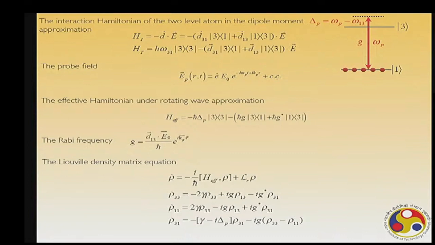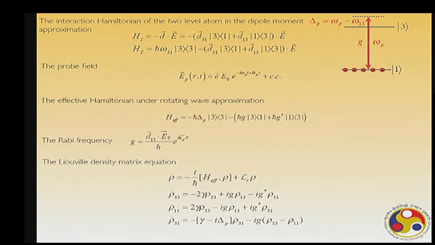So now you can see that I have rho 3-3, which can decay to rho 1. So it has a spontaneous decay rate of minus 2 gamma rho 3-3. Similarly, rho 1-1 dot is going to gain again from rho 3-3. That's why you have 2 gamma rho 3-3. And if you add together, you can see that rho 1-1 plus rho 2-2 plus rho 3-3 is equal to 0. So population is conserved.